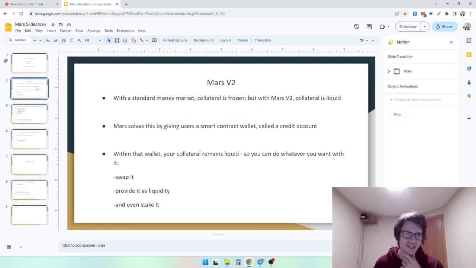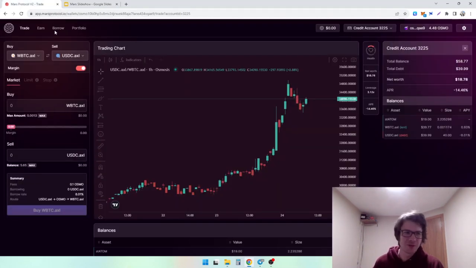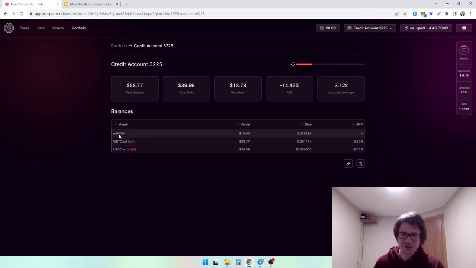So to hop back to the slideshow, all of this stuff right here, this complicated, tedious looping, which is kind of risky because if your collateral falls in value, you could get stuck, we just did that with the click of a button. So go to the portfolio, and our health factor is a little bit lower now, which is okay because I think the price of Bitcoin will go up. So let's see, what position did we get ourselves into with just a click of a single button? We've still got our stATOM, and we borrowed $40 worth of USDC, and that's our debt, and then that became WBTC.